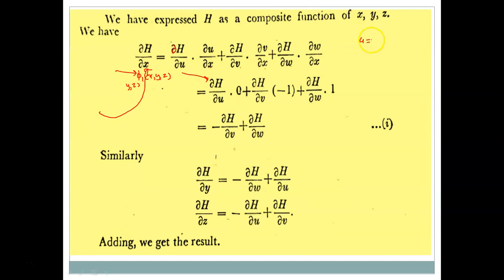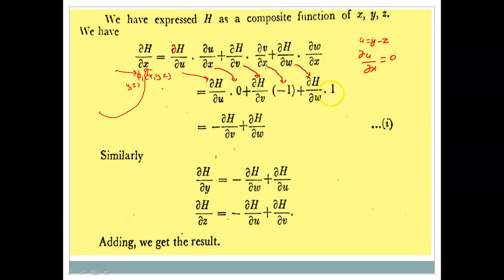So you can write here u equal to y minus z, and similarly, you can find here del u by del x is in fact 0, because there is no x. So you write here value of del u by del x equal to 0. So this del h by del v will be left as such. Del v by del x will be minus 1. Del h by del w will be as such, and del w by del x equal to 1.